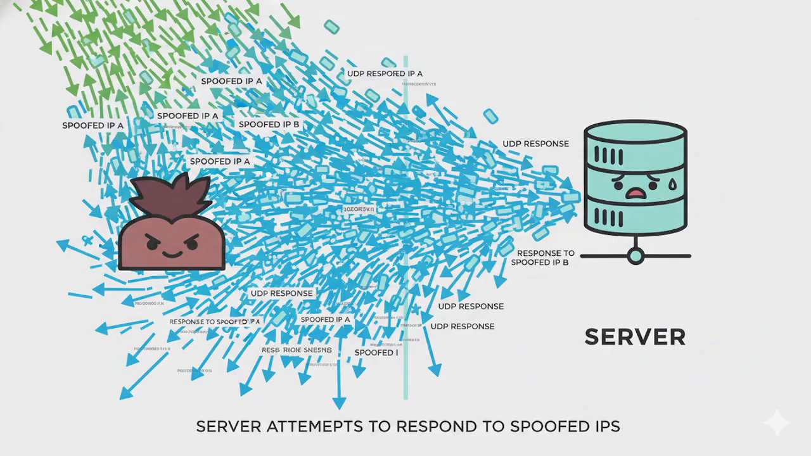Because the source IPs are faked, these responses are often sent to non-existent or innocent machines, or simply dropped. However, the server still expends significant processing power and bandwidth generating and sending these replies, leading to a complete exhaustion of its resources and a denial of service.